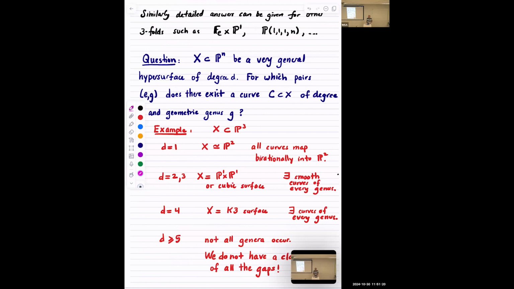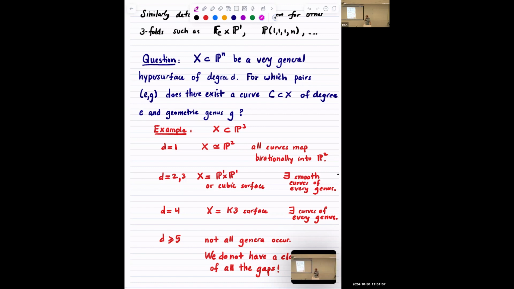The natural kind of question arises here. Suppose I have a very general hypersurface of degree D, and I'd like to know for which pairs E and G does there exist a curve C in X of degree E and geometric genus G? We do not know the answer to this question in general. Of course, if you just look at surfaces in P3, if you have a plane, then you can map any curve birationally into the plane.